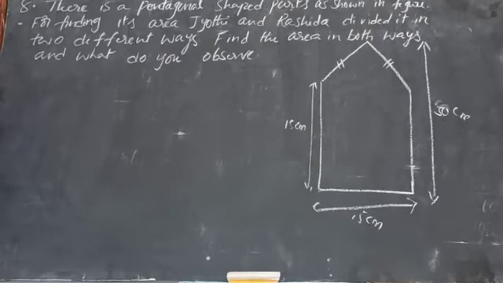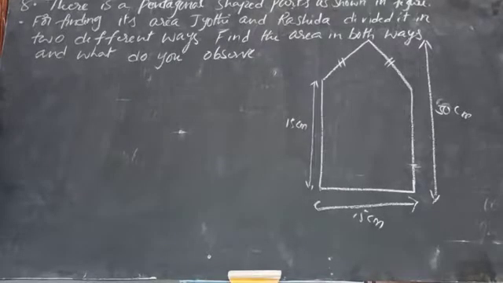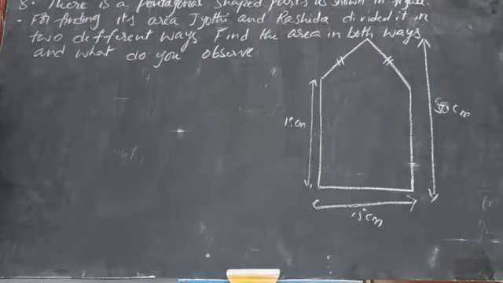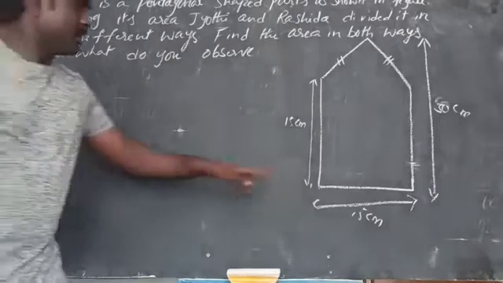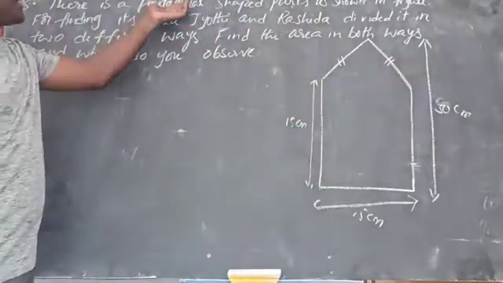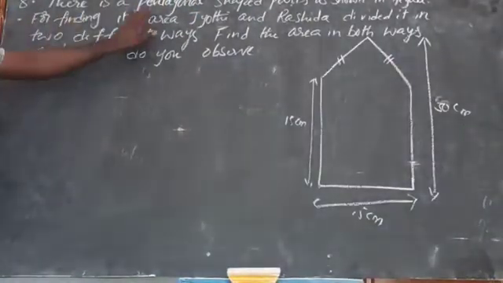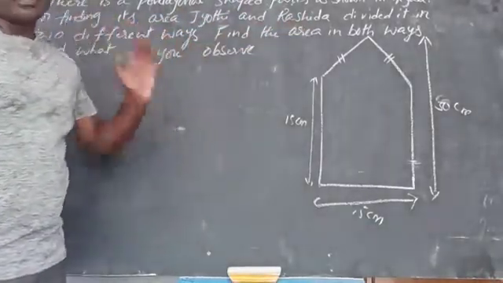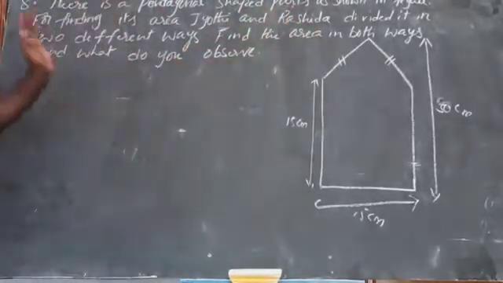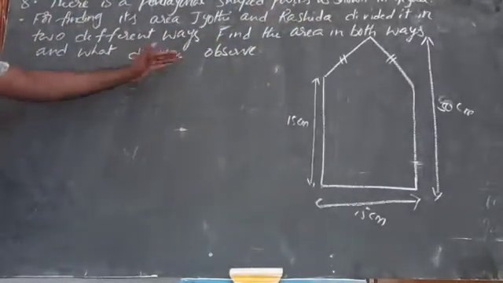Here is one more: there is a pentagonal shaped park as shown in the figure. A pentagon is a polygon which has 5 sides: 1, 2, 3, 4, 5. For finding its area, Jyoti and Rasida each use a different process. They divide it in 2 different ways, find the area in both ways, and observe what they get.